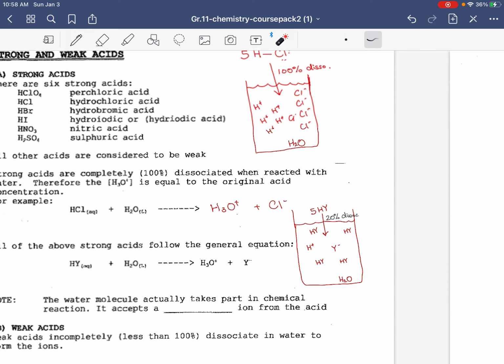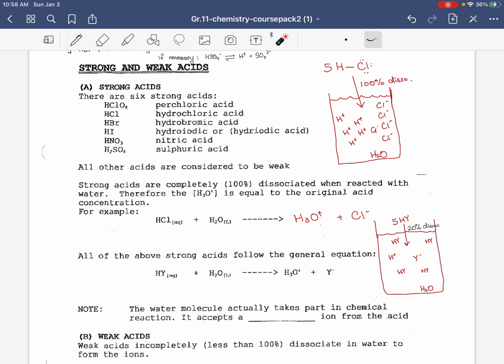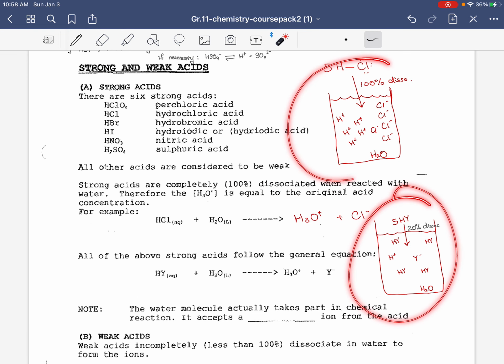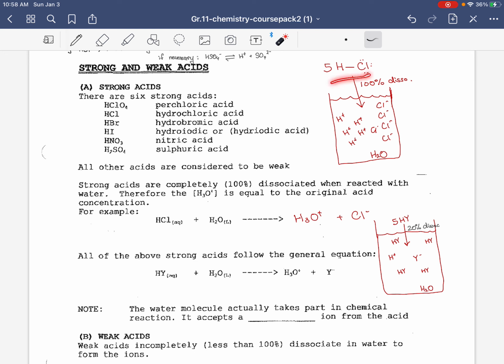So that's the difference between weak and strong acid. Strong acid, it dissociates completely. Everybody gets into a divorce. Whereas a weak acid, as you can see right here, depending on the dissociation percentage, some of them get into a divorce, not all. And that's what makes a weak acid weak.